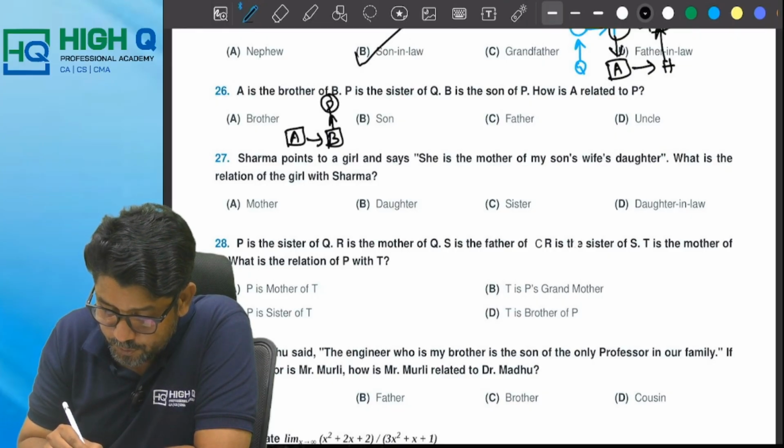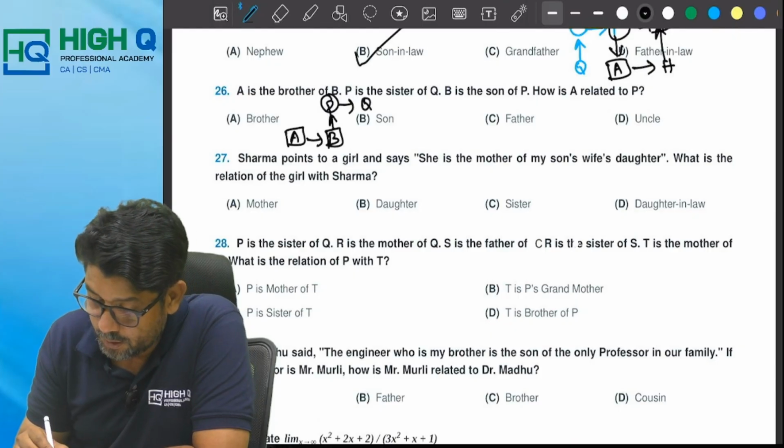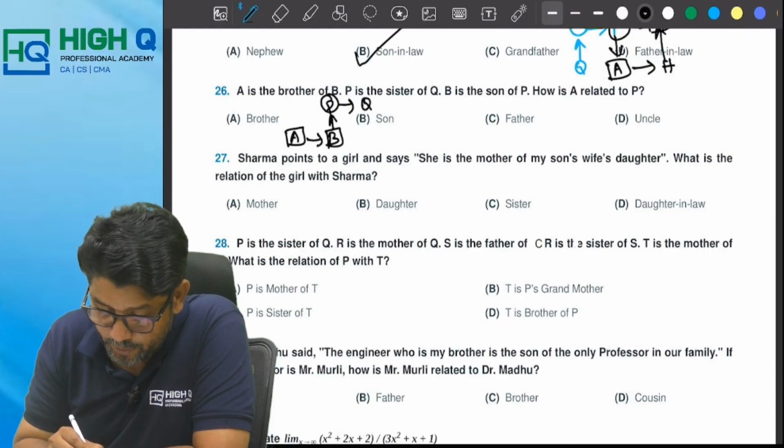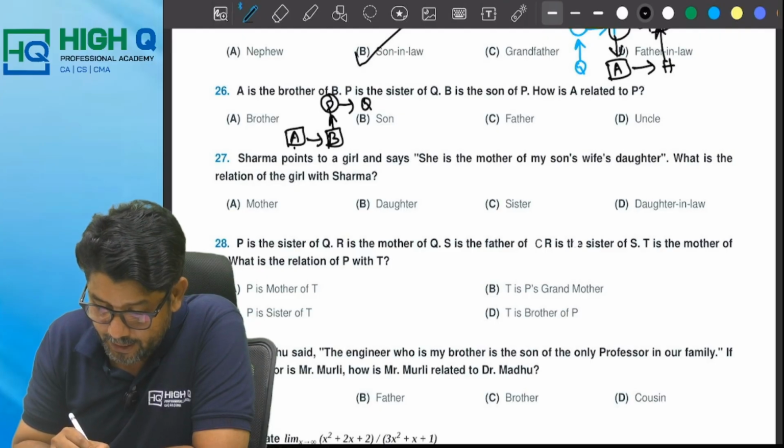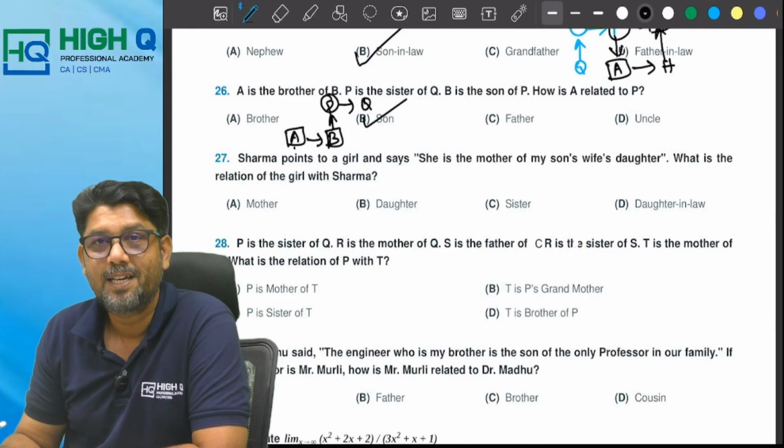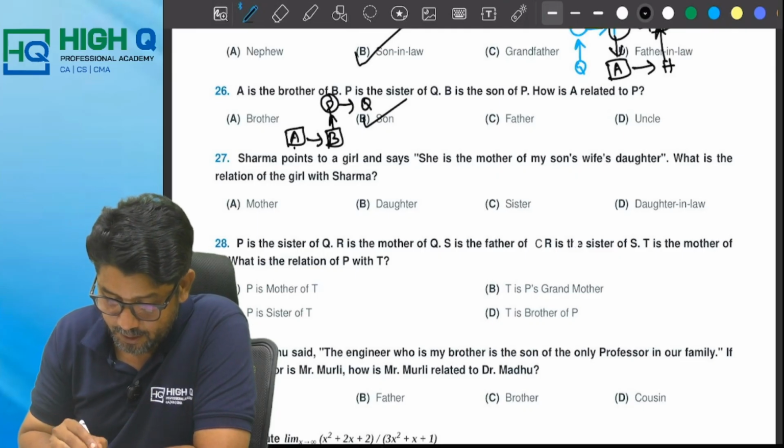Now, P is the sister of Q. How is A related to P, my dear? A is related to P as, of course, son. That's it. Next step.